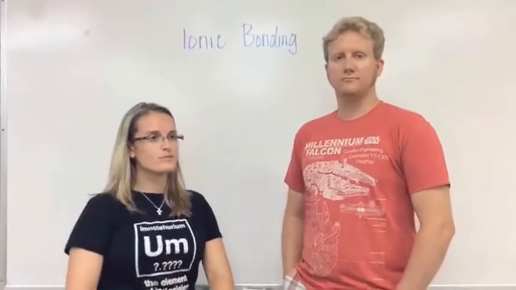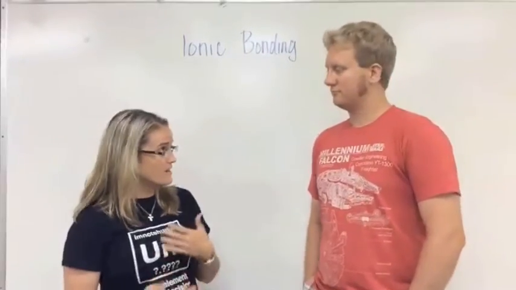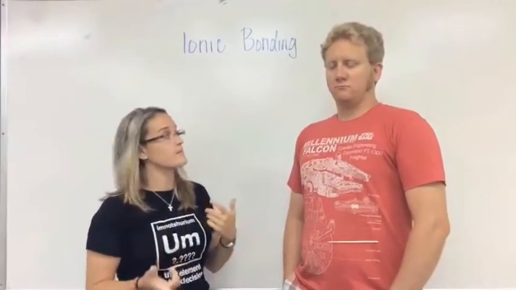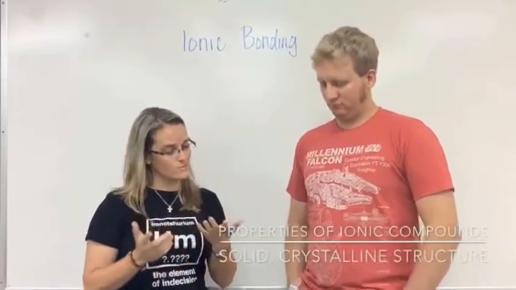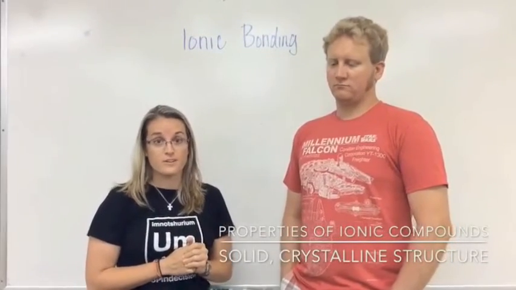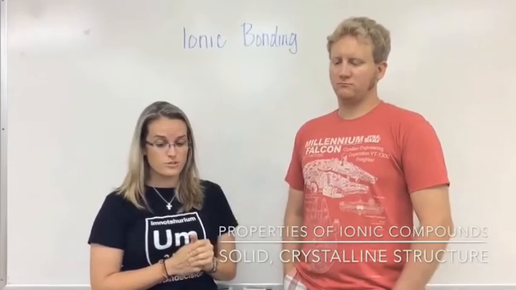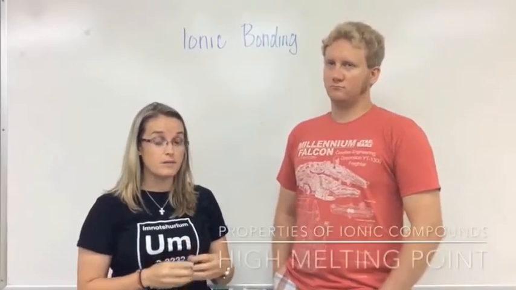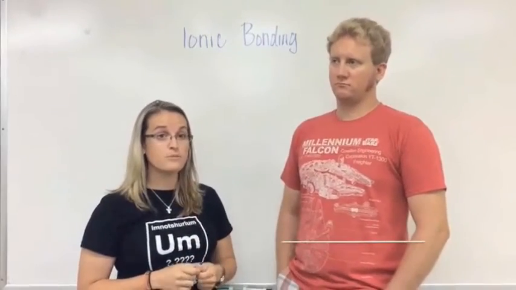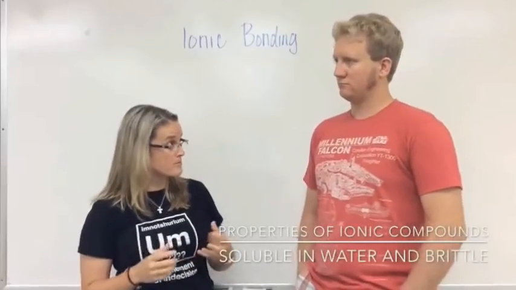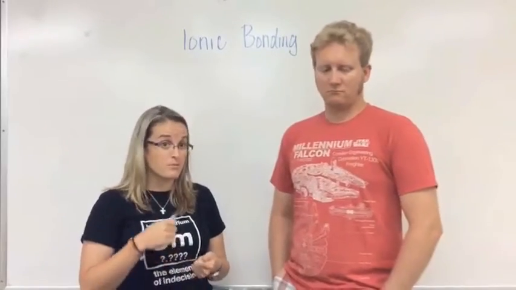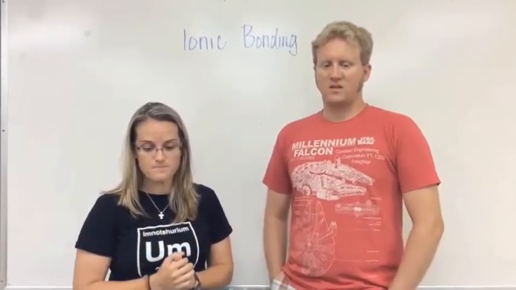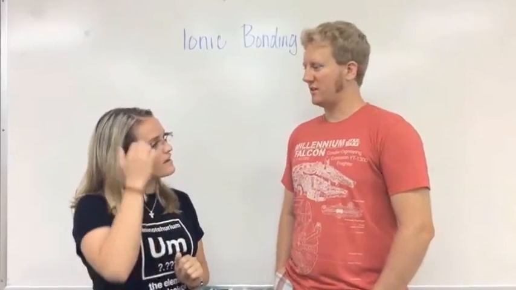All right, so to talk about some quick properties of ionic compounds. First, ionic compounds are made up of a metal and a nonmetal. We already hit that high point. They are a solid, crystalline structure. They have a high melting point. They're soluble in water. They're hard or brittle. That means that they're not malleable. You can't beat them into thin sheets. So if I hit one, it's going to break.